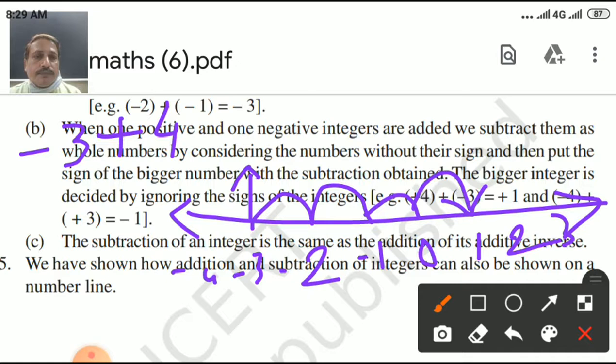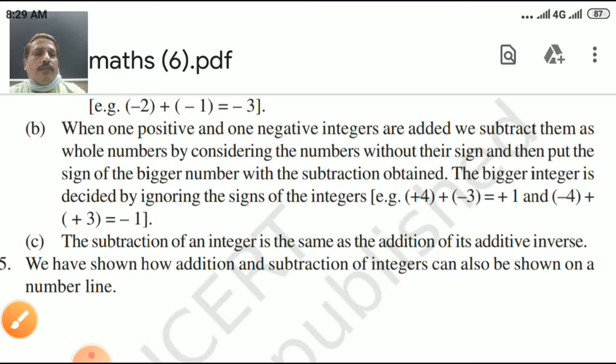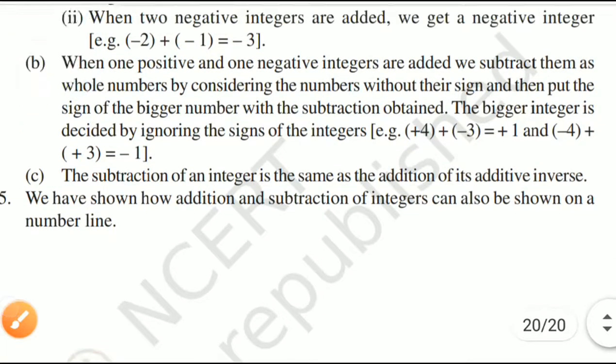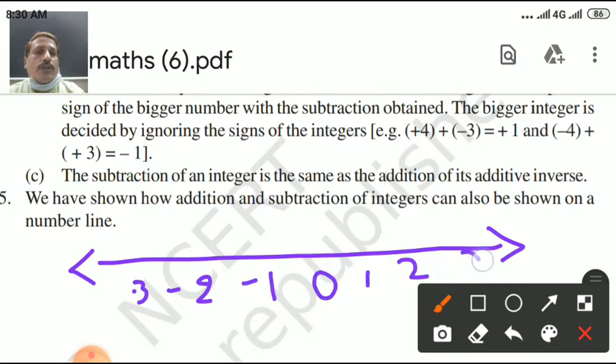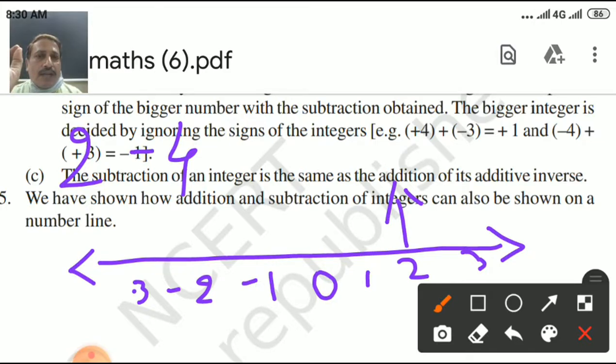Easy? Yes, correct. Suppose there is a number line, and you are on minus 3, minus 2, minus 1, 0, 1, 2, 3. You are standing on 2 and the question is 2 minus 4. How to show this on the number line, student? Minus number is there. You are standing on 2. First step I already taken, 0 to 2 we already reached.